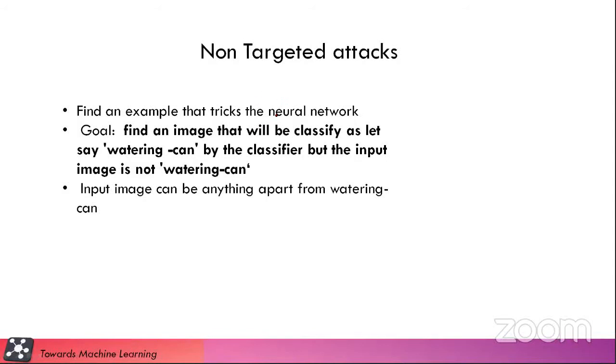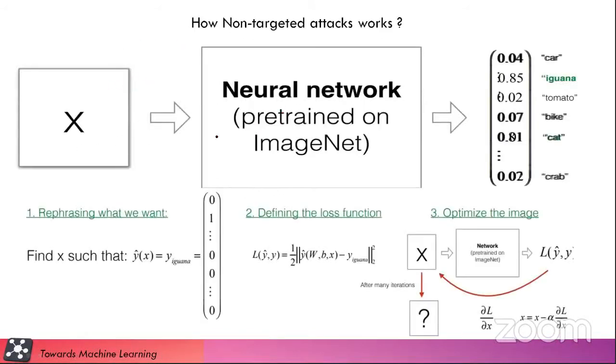So in non-targeted attacks, what do we have? We want our neural network to classify an image X as an iguana. But the condition is that X can't be an iguana. It can be anything apart from an iguana. So that's why we are going to fool the network in a non-targeted attack.